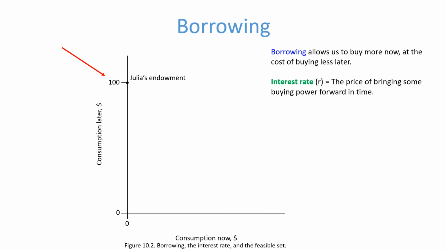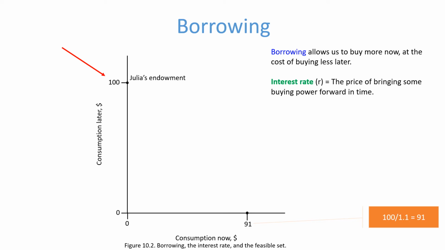Then she could, for example, borrow at most $91 and consume this amount now. How do we know that 91 is the maximum? If you multiply 91 by 1.1, you get 100, which is what she gets later. So she's just able to repay her loan.